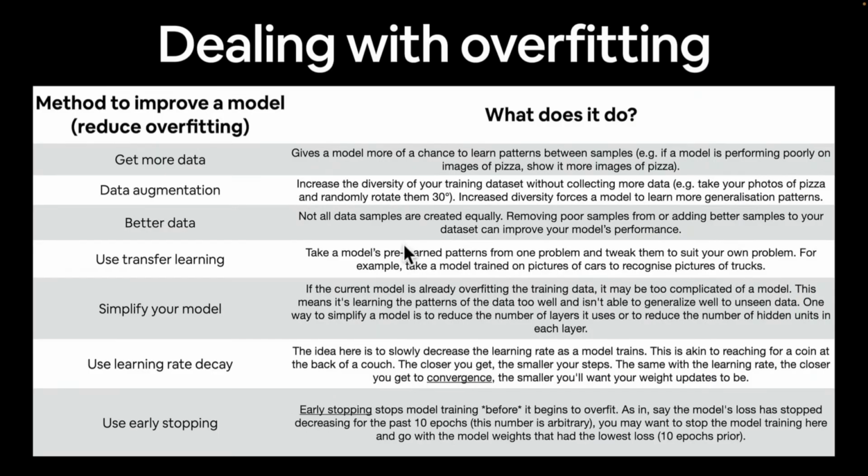If you're still overfitting, you can try to simplify your model. Usually this means taking away things like extra layers, taking away hidden units. So say you had 10 layers, you might reduce it to 5 layers. Why does this, what's the theory behind this?